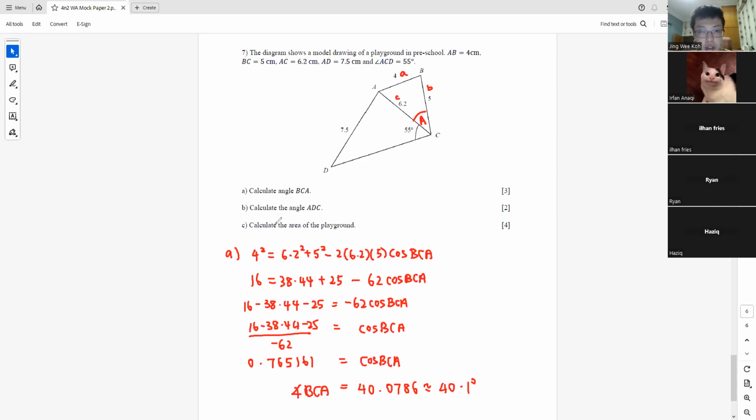Okay, part B, find the area of the playground. Find the angle ADC, find this angle. So now you see I got this angle and the opposite side. This tells me I can use sine rule. Okay, so I do part B here.